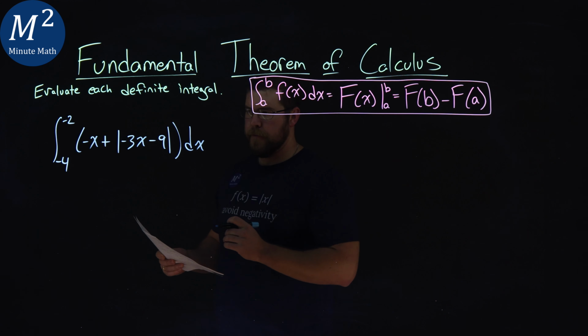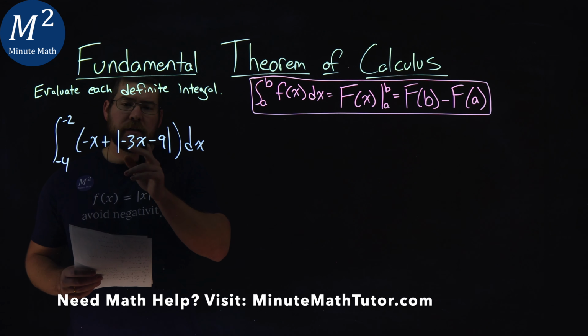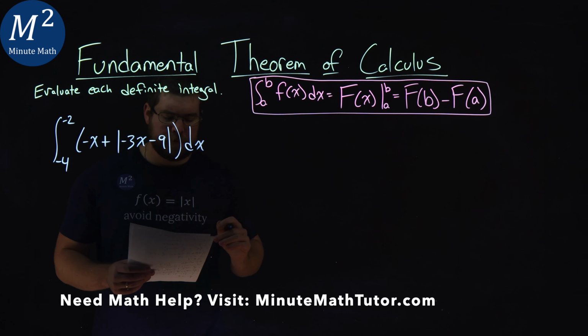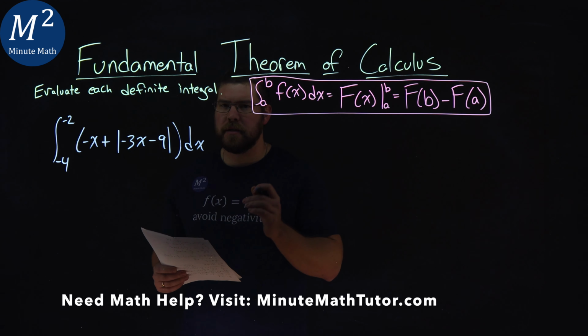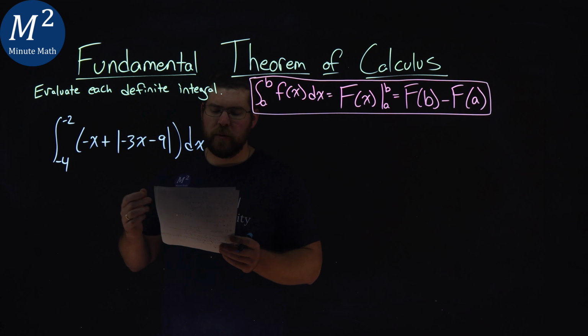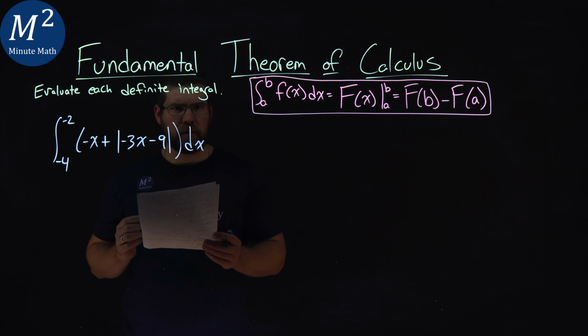We're given this problem right here, the integral from -4 to -2 of negative x plus the absolute value of negative 3x minus 9 dx. And we need to evaluate this definite integral. Now here's the tricky part. We have the absolute value, so here's a little trick we want to do. We're actually going to be breaking up this definite integral.